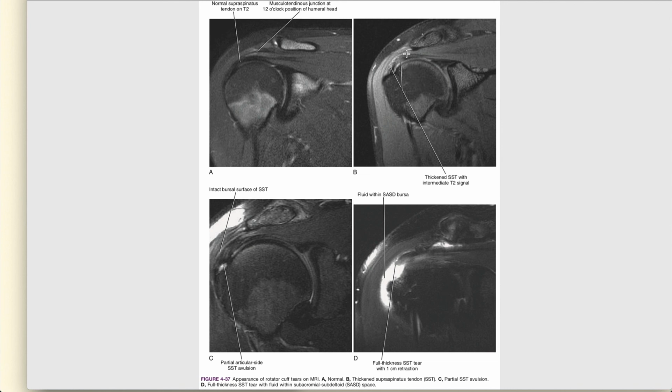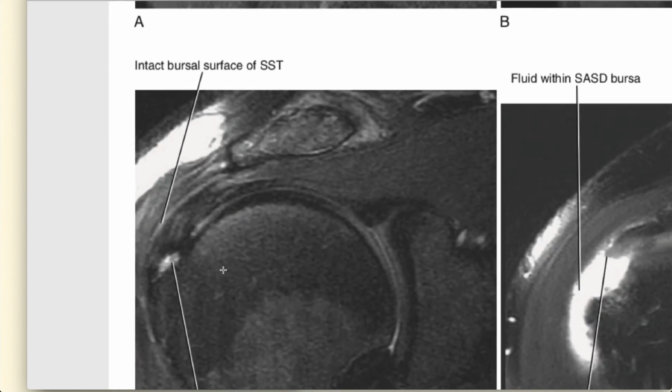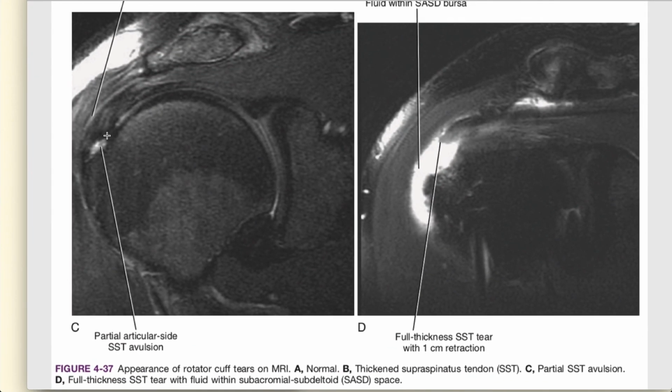These are the pictures here showing that there's a thickening of the supraspinatus tendon. Here over the C, you could see an increased signal, as I've mentioned earlier. This increased signal over at the articular side of the supraspinatus tendon means that the supraspinatus tendon's insertion is already partially destroyed. So this is a partial articular side supraspinatus tendon avulsion.